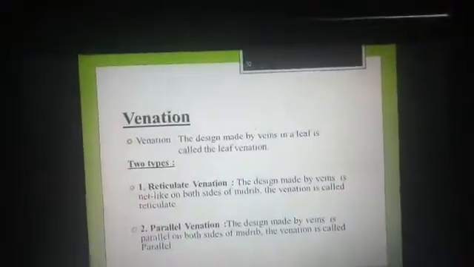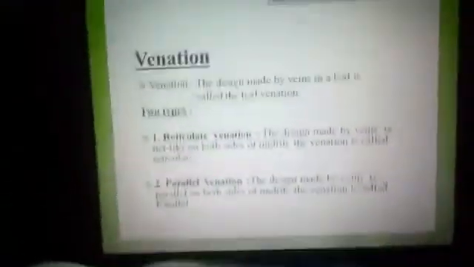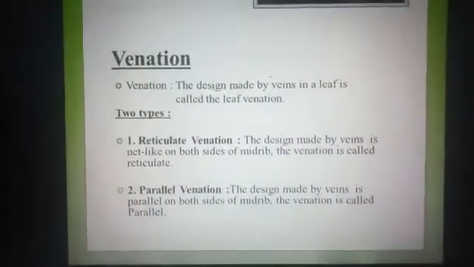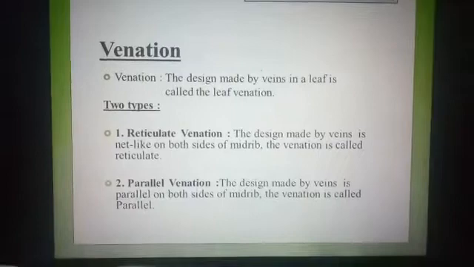Very good. And now we are moving the page, and I am showing you the next one. Just look here, the leaf, right? This one is the midrib, and here all these lines are parallel to the midrib. These veins are parallel, right? So this type of venation is known as, sorry, parallel venation.